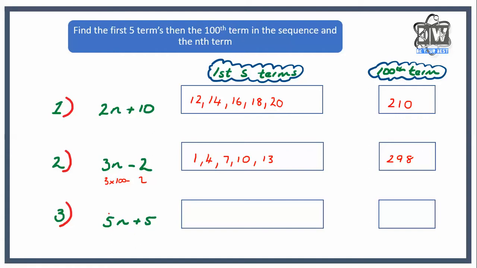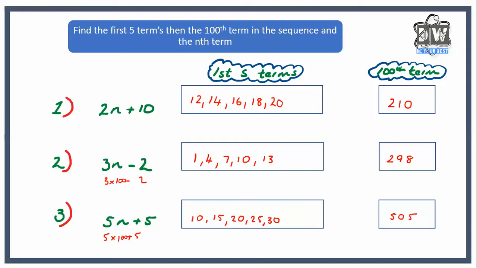Okay, so let's do this one now. Here we go. So first term would be 5 times 1 is 5, plus 5, and that gives me 10. Next one, 5 times 2 gives me 10, plus 5 gives me 15. And we can see that's correct because it's going up by 5 each time. So 10, 15, 20, 25, and 30. Always check that last one. 5 times 5 is 25 plus 5 is 30, and we know that's correct. And the 100th term, 5 times 100 plus 5, so we've got 505.